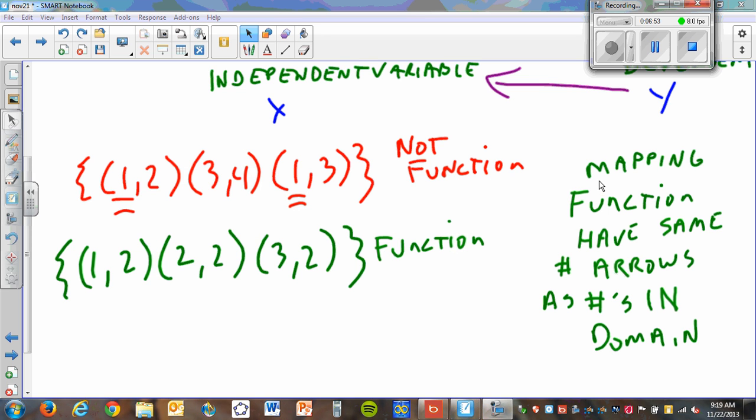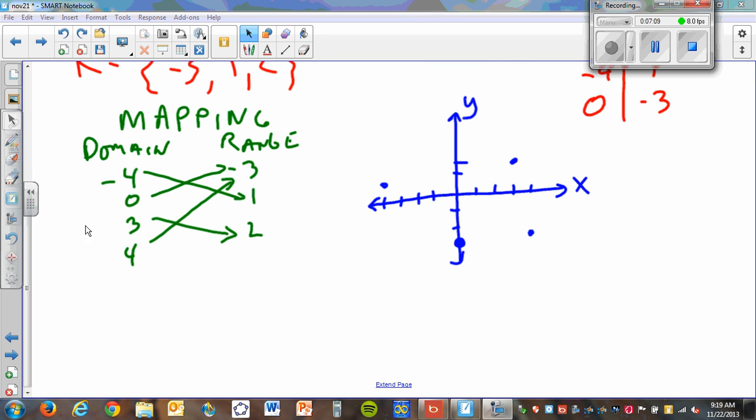When you have your map, as long as you have the number of arrows as you do the number of inputs in your domain, you will have a function. So like if I go back here, I have 4 numbers in my domain, or my x, and I have 1, 2, 3, 4 arrows. 4 arrows, 4 domain numbers. This will be a function. On something else that may have this repeated to where it's only 3 but 4 arrows or whatever, then that means you have a repeated number in your domain, and you can't have that. It won't be a function.